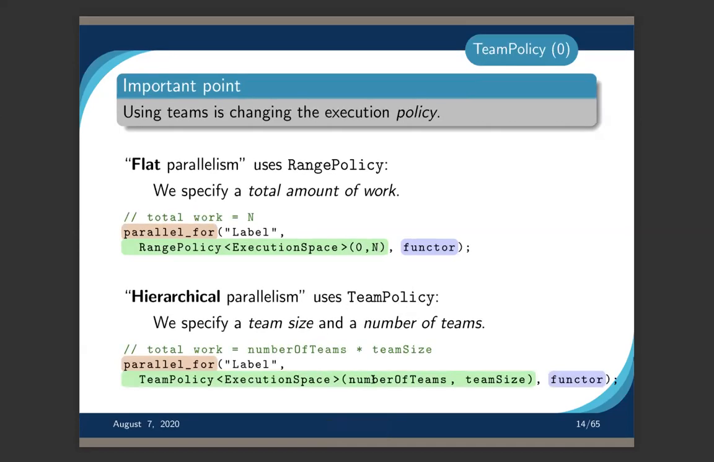And the team policy takes two arguments. It takes a team size and a number of teams. So you are telling it, I'm going to launch a certain number of teams, and that is independent of the hardware. It's essentially just the work set count. And you tell it the team size, and that is how many threads are assigned to each of the work items. Okay.